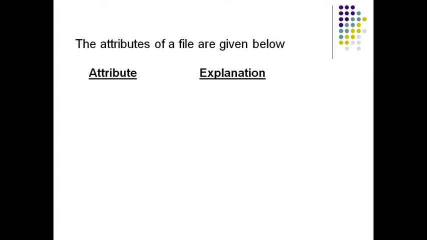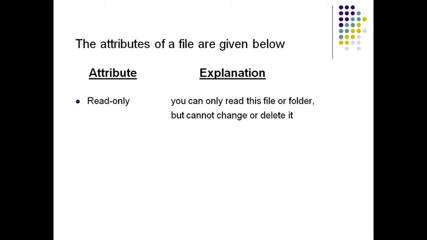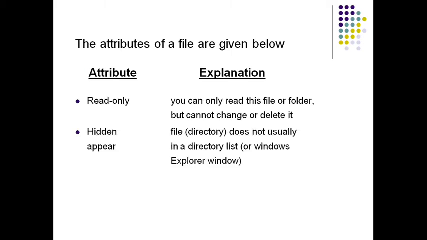Next, file attributes. So what is the meaning of file attributes? Every file or folder has certain qualities associated with it. These qualities or characteristics are called file attributes. So read, write, execute are nothing but attributes of a file. File attributes are the qualities or characteristics of a file. The attributes of a file are given below.